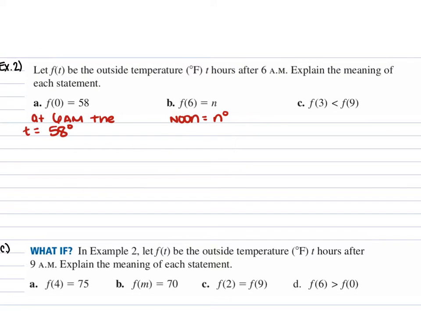For C, it tells us f of 3 is less than f of 9. So if we added that 3 hours to the 6 a.m., it would tell us that at 9 a.m., the temperature is less than at 9 hours after 6 a.m., which would then be 3 p.m. So your temperature at 9 a.m. is just less than the temperature at 3 p.m.